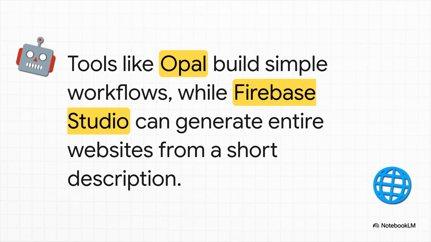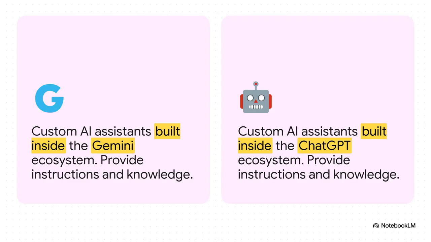And this text-to-app thing is starting to pop up everywhere. There's a tool called Opal, for instance, that helps you build simple automated workflows. And Google's Firebase Studio, it can generate an entire website, front-end and back-end, from just a description in about 3 minutes. And finally, Google also lets you build your own custom AIs. They're called GEMs. Now, if you've ever played around with custom GPTs in ChatGPT, it's the exact same concept. You give it specific instructions, you feed it your own knowledge, and you create a totally personalized AI helper that's fine-tuned for whatever task you have in mind.